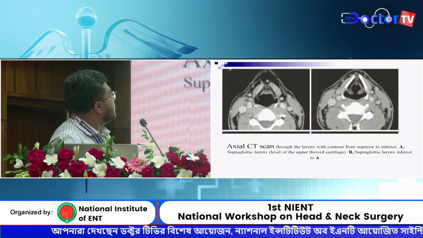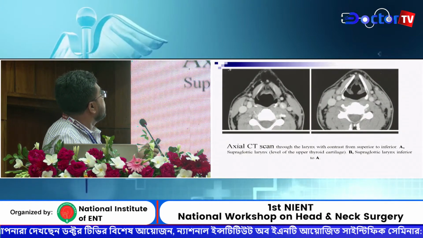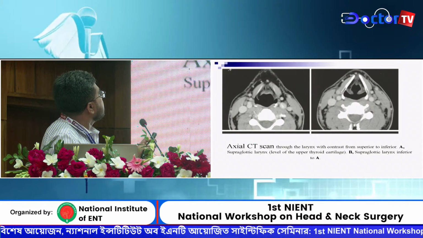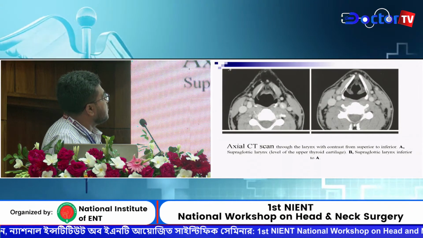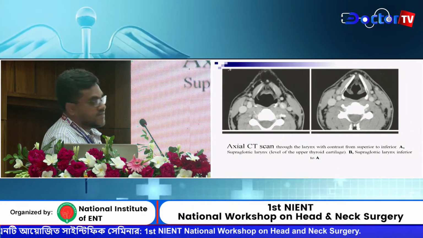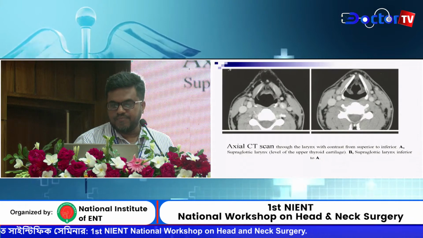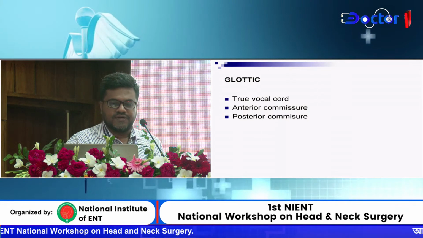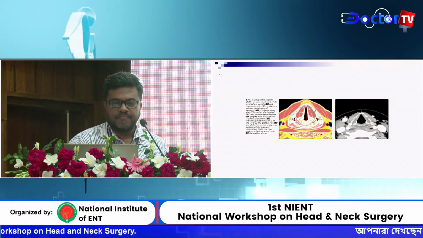And below this level, we see the aryepiglottic fold, the pyriform sinuses, posterior pharyngeal wall, and pre-epiglottic space. The lowest part of the supraglottis has the aryepiglottic fold and pyriform sinus. Next, the glottic part will arrive. There is the glottic part of the true vocal fold, anterior commissure and posterior commissure.